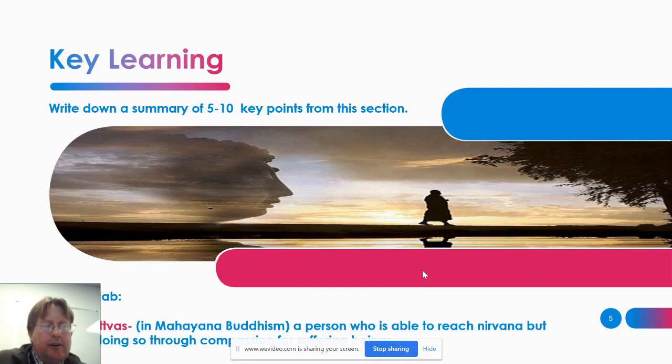One key word to learn from this is the word bodhisattva. Bodhi means awakened, someone who's awakened or aware, and sattva means a being. So a person who has reached or is able to reach nirvana, but in Mahayana especially, delays going through to show compassion to all mortal beings. So this was section one.